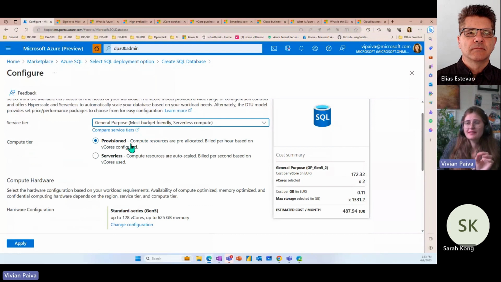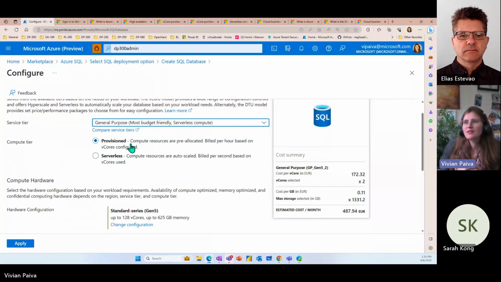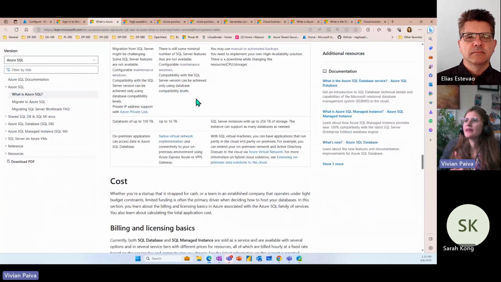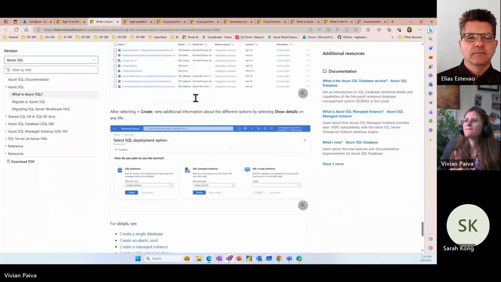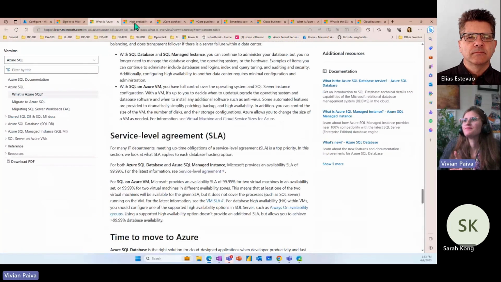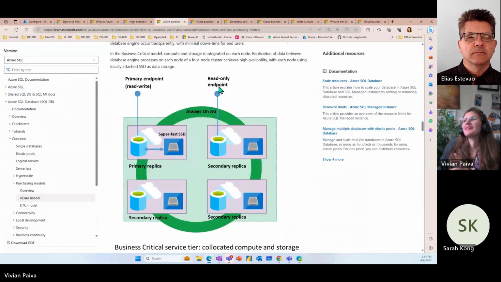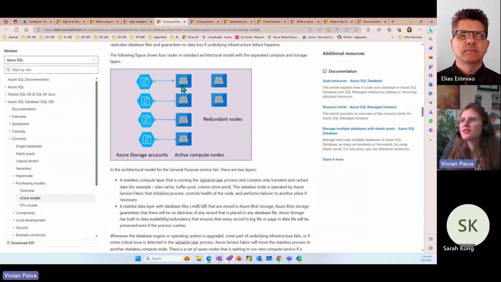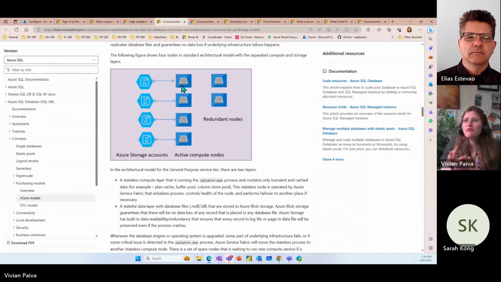Other things that we have here that's interesting. If we go for a general purpose, availability is a bit different. We have redundant nodes, redundant storage account for these kind of service tiers. So the availability behind it is a bit different.